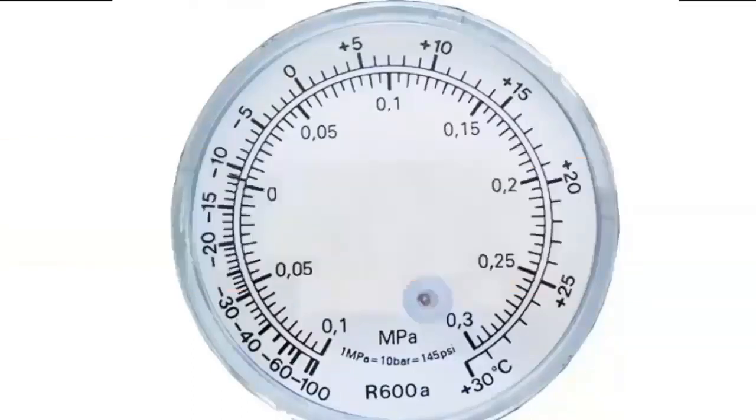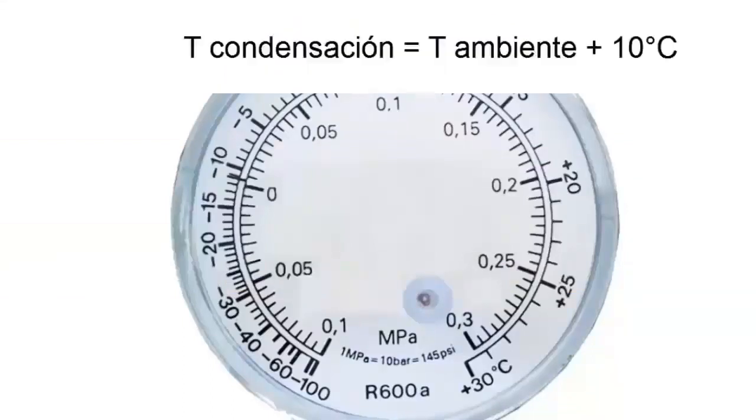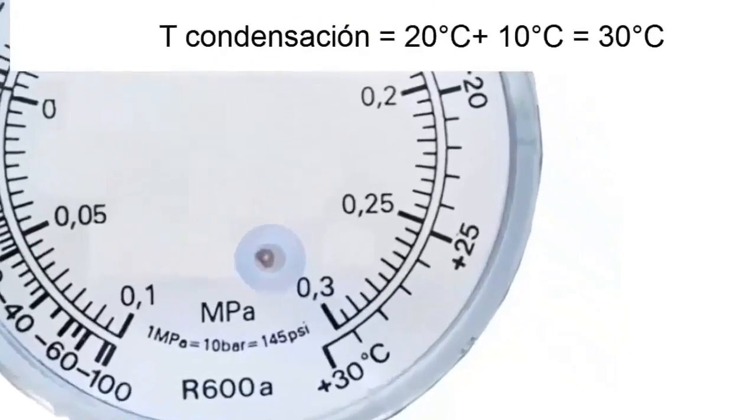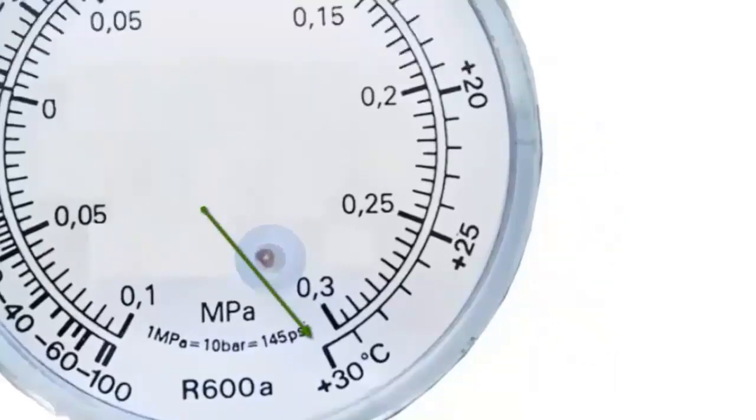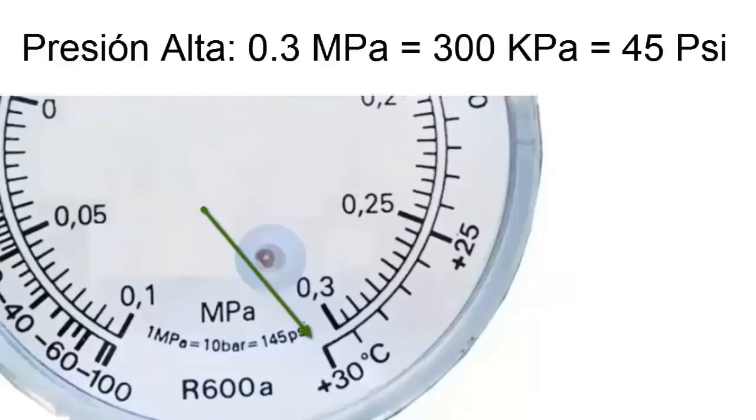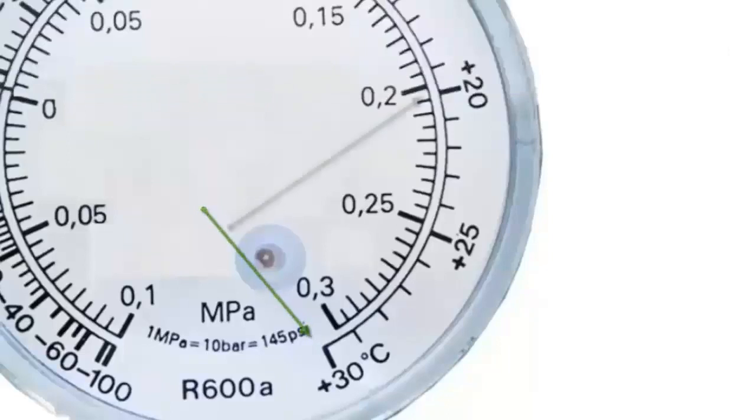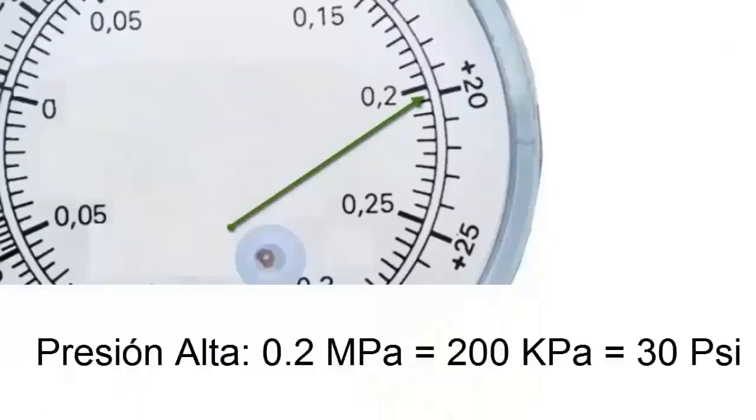Now we are going to verify what will be the value of the high pressure. For an environment of 20 degrees Celsius, we are going to have an average condensing temperature of about 30 degrees Celsius. Now let's set the needle to 30 degrees Celsius and note the pressure value. If we want to know the pressure that the equipment should have being turned off, we are going to search the manometer for the value of the ambient temperature. That is, we place the needle at 20 degrees Celsius, and thus we can read the pressure value.